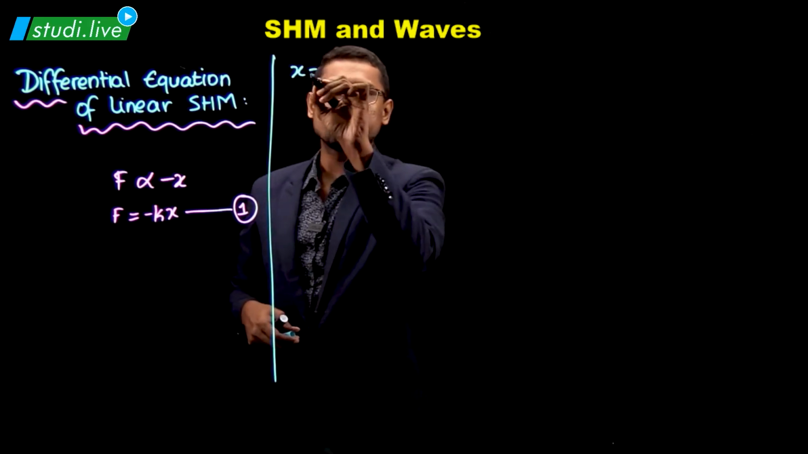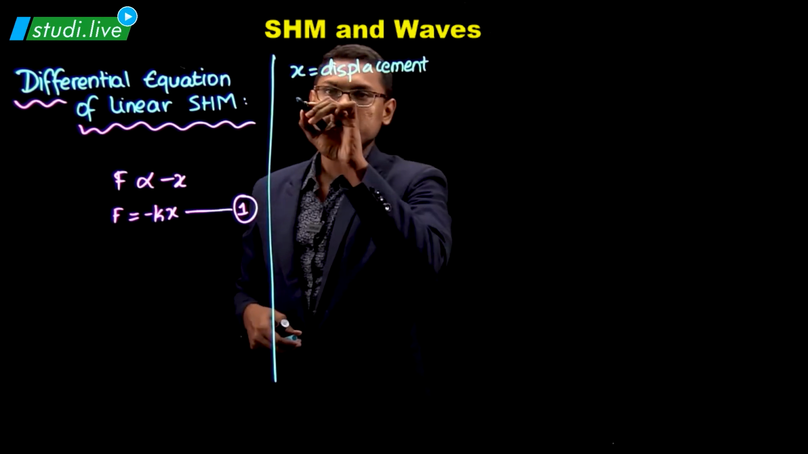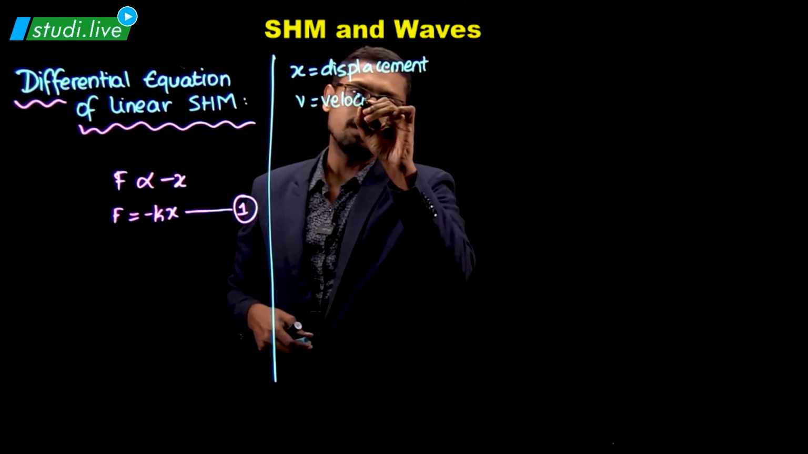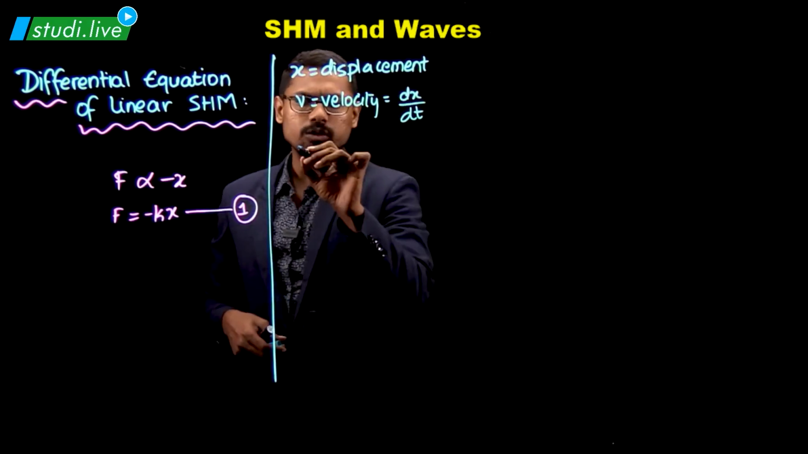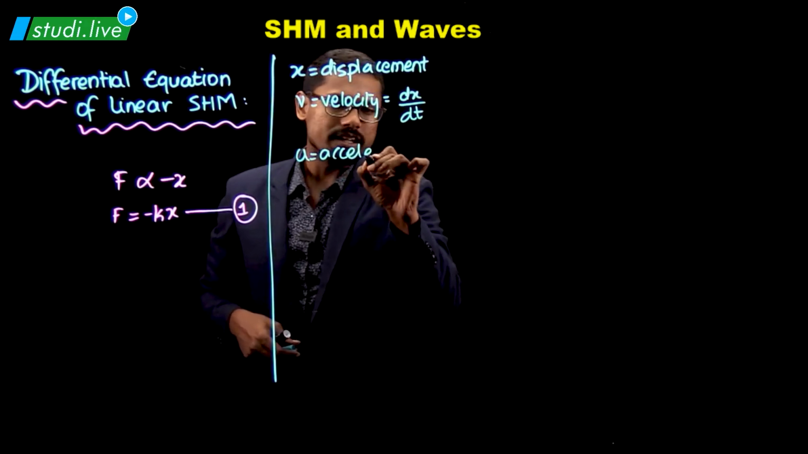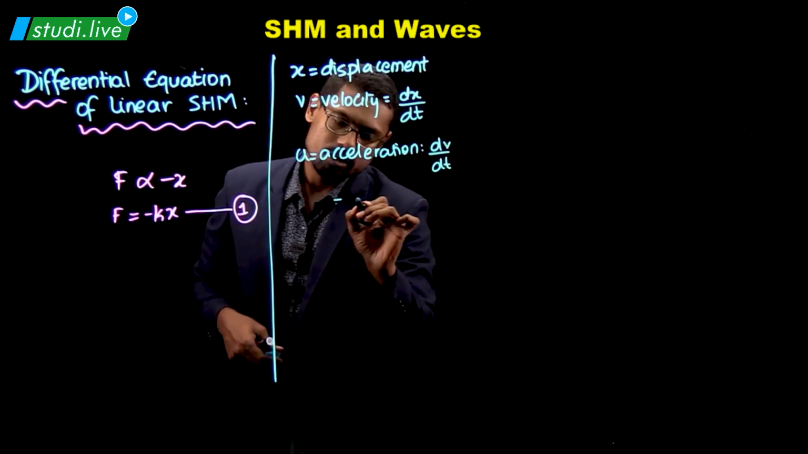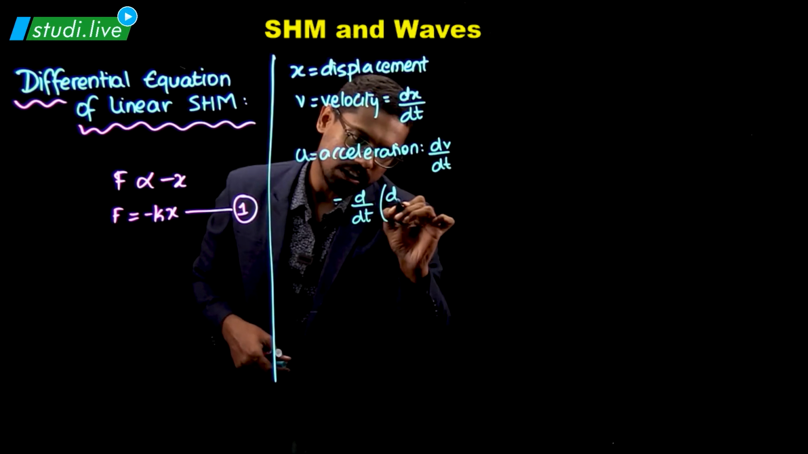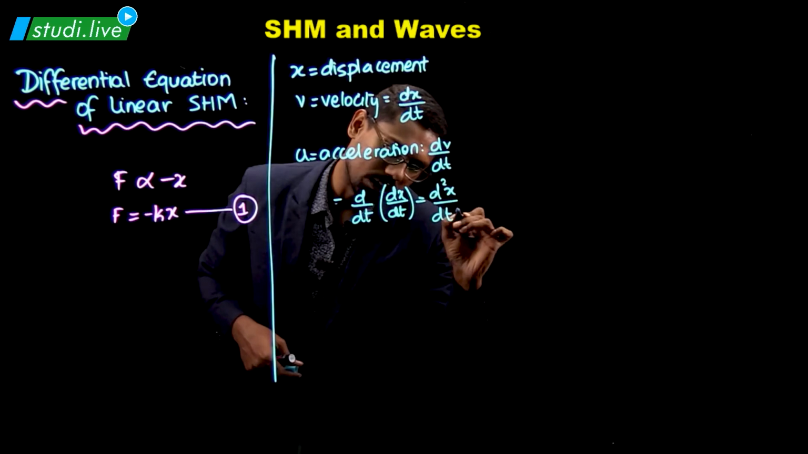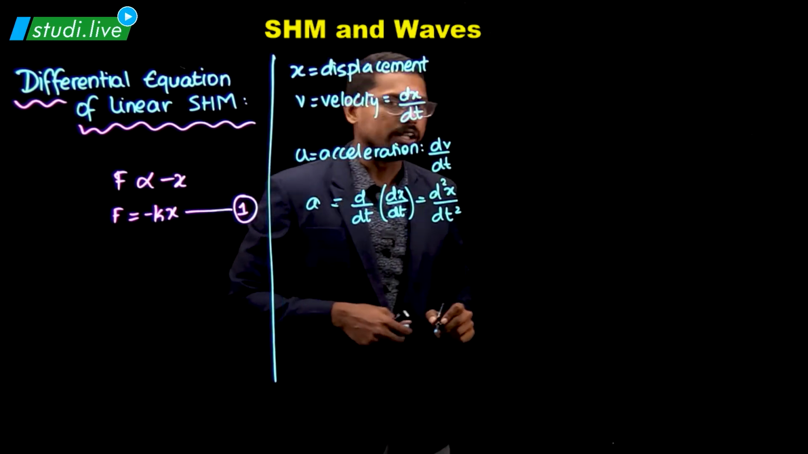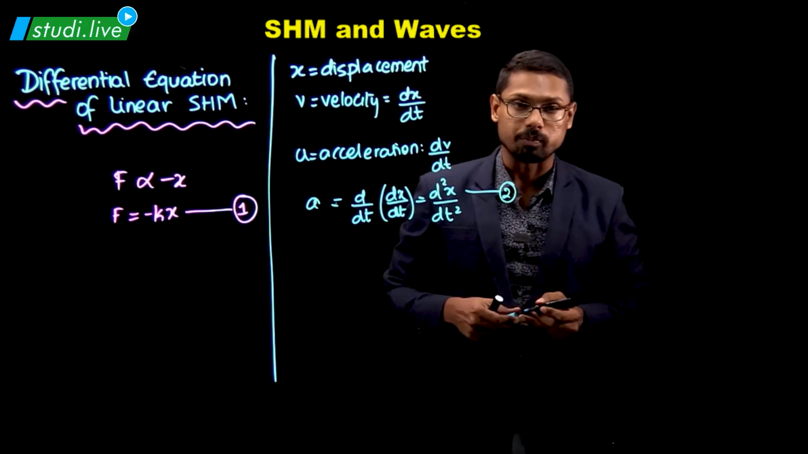Next step is working on the values of x. If x happens to be my displacement, I understand that my velocity v is nothing but a differentiation of displacement, that is dx by dt. If I decide to calculate acceleration, what is acceleration? Acceleration is nothing but a differentiation of velocity, right? So if I differentiate v, what is v? dx by dt. This becomes equal to d square x by dt square. This is my expression to calculate acceleration, nothing but the double differentiation of displacement.